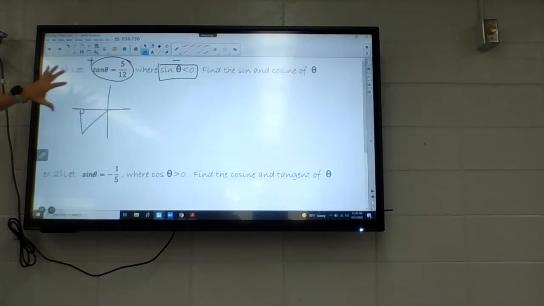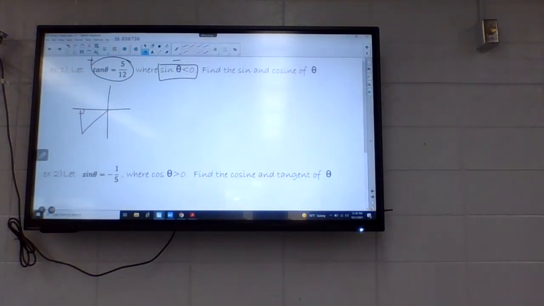All right, where do the numbers go? What do we know? What's this telling us? Yeah. Tangent of theta is 5 over 12. And so what does that give us for this drawing? It gives us sine and cosine. Very good. Well, now that I say that, I don't know if I can say it gives us sine and cosine. It gives us something else. What does it give us?